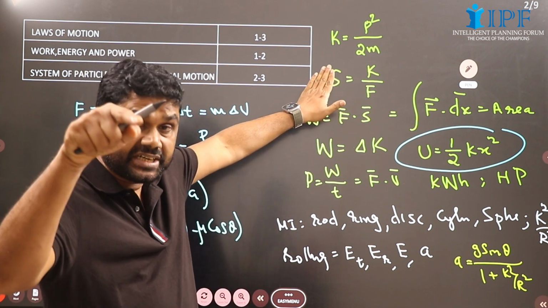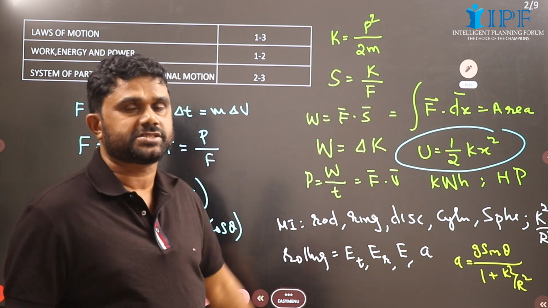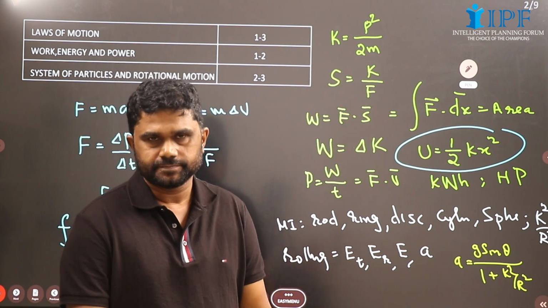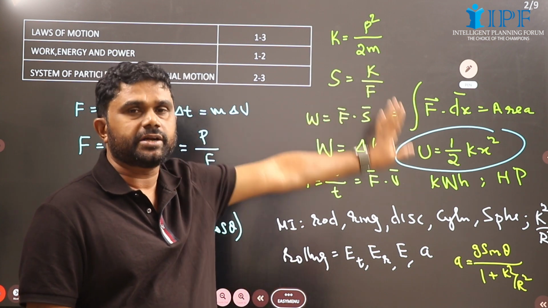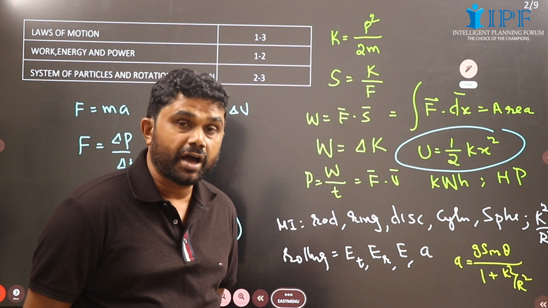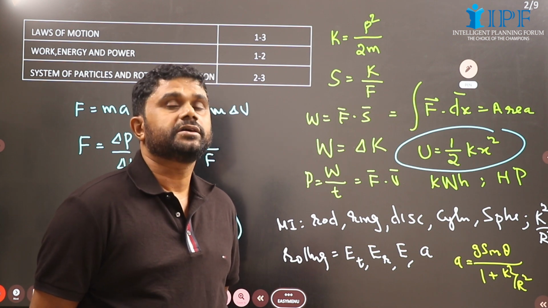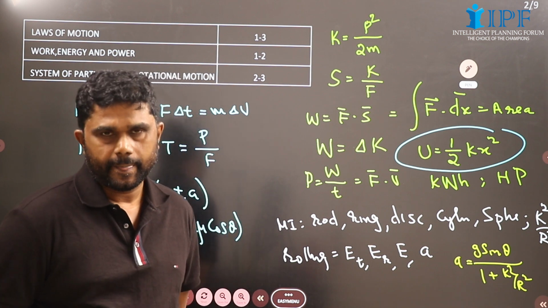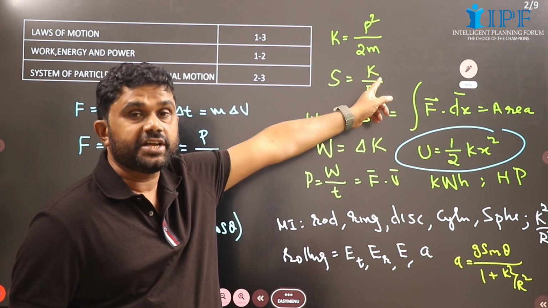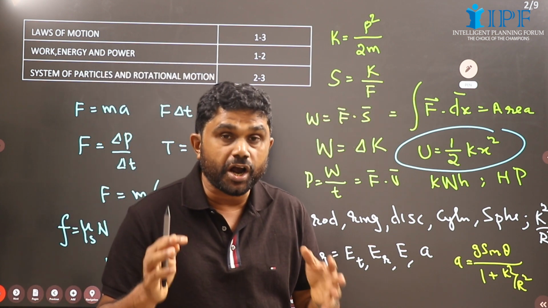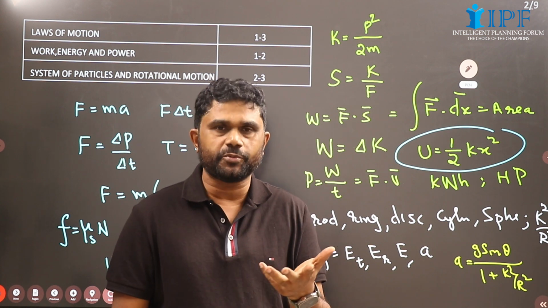S is the stopping distance, meaning the distance covered by the vehicle before it comes to rest after the application of brakes. It is equal to kinetic energy divided by retarding force. Here the car is relatively lighter and the truck is relatively heavier, but both are moving with the same kinetic energy and the brakes provide equal retarding force. So both will come to rest in the same distance. Stopping distance is the same for both bodies.